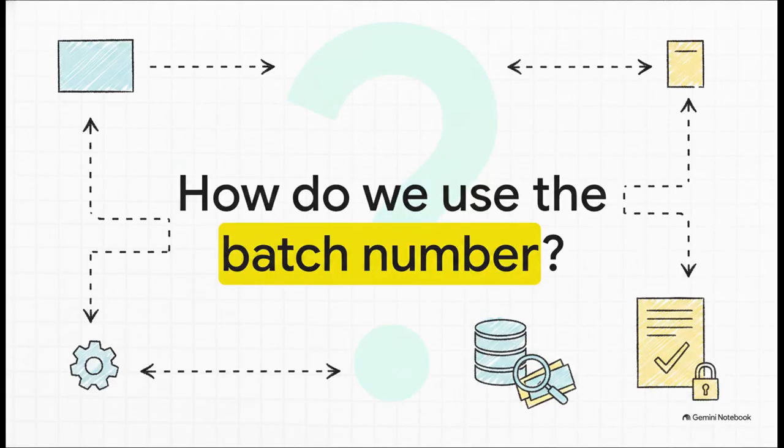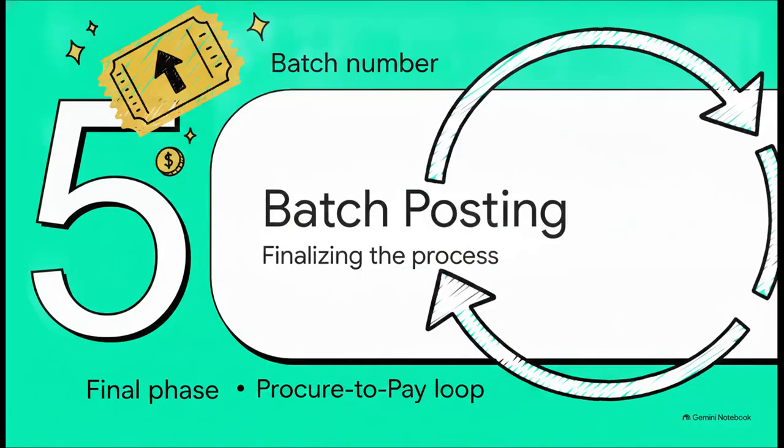Which brings us to a really important question. How do we actually use this batch number? I mean, we just generated it, it's sitting there in the system, but what is its actual purpose for the final step? Section 5. Finalizing with batch posting.